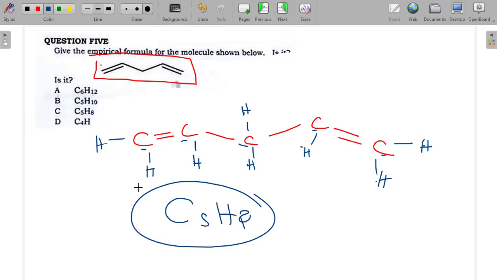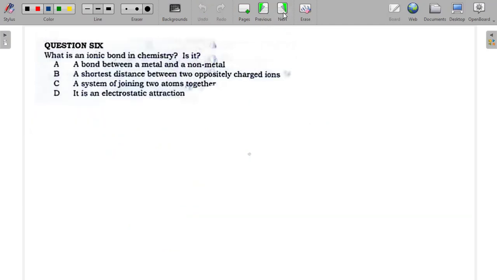Just make sure that each carbon there is bonded to 4 bonds. So like this one here, there's 1, 2, and then 3, 4. Even this one here, there's 1, 2, 3, 4. So that is the empirical formula for that structure.